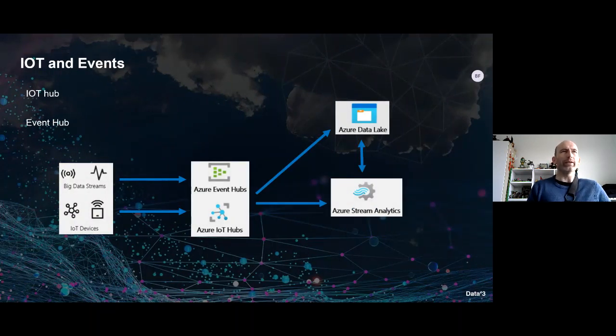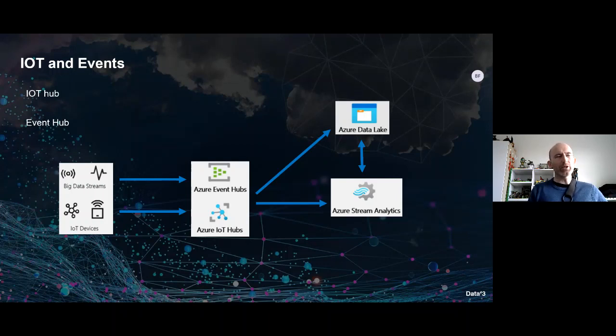Now we move away from the machine learning and AI space and we start looking at IoT and events. IoT is Internet of Things. In essence, it is any device which can send data. This could be a phone, it could be a Raspberry Pi, it could be your Wi-Fi connected fridge.